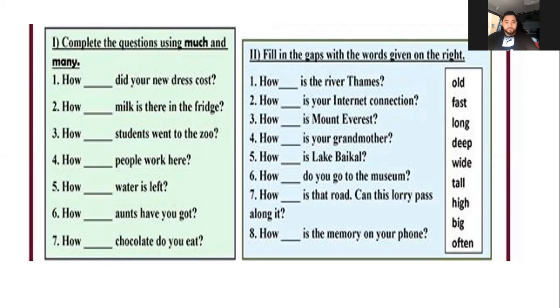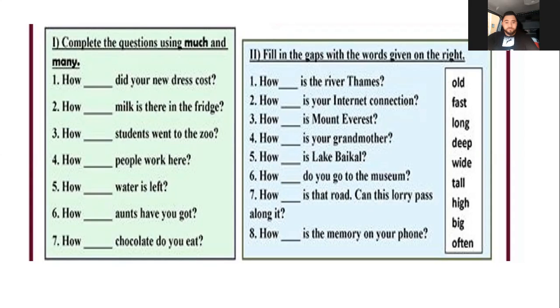Very good. And what about number one from the right side column? How long is the river? Yes, very good. Number two? How fast? Very good. How fast is your internet connection? Okay, number three. How high? High, right? Because high is for things, measuring the level of height, the altitude of Mount Everest. Okay, number four? How old? Okay, how old is your grandmother? Number five. How deep? Okay, very good.